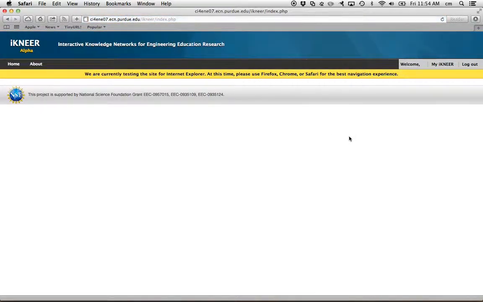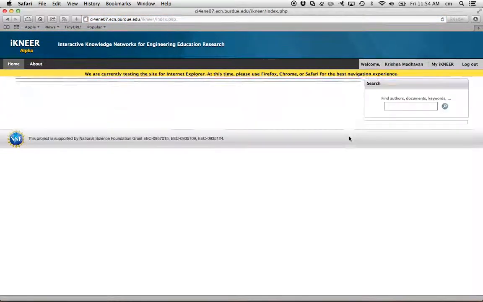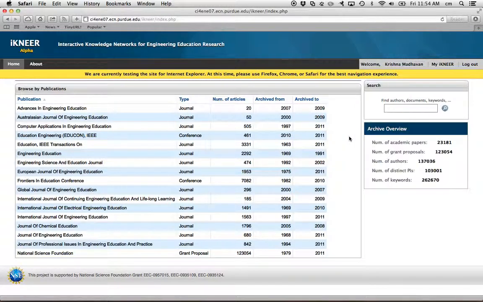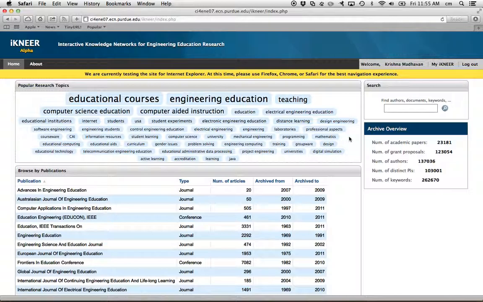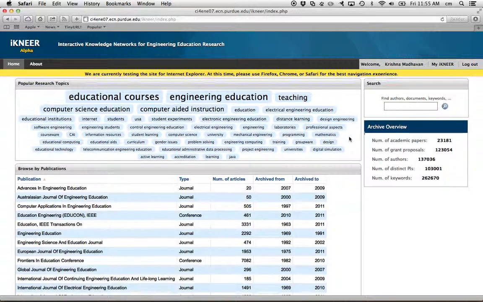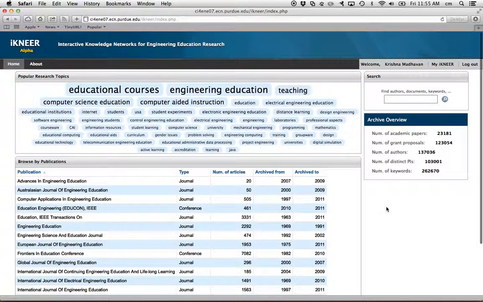Once you log in, you land on the front page of iCNER. I should already tell you that iCNER has been tested for Firefox, Chrome, and Safari, and we really are working on Internet Explorer support, but at this time we do not fully support Internet Explorer. So if you are on Internet Explorer, chances are that you don't see all of the things line up perfectly on your page because of some quirkiness with how Internet Explorer is designed. Now let me get to the page that you're seeing now on screen.